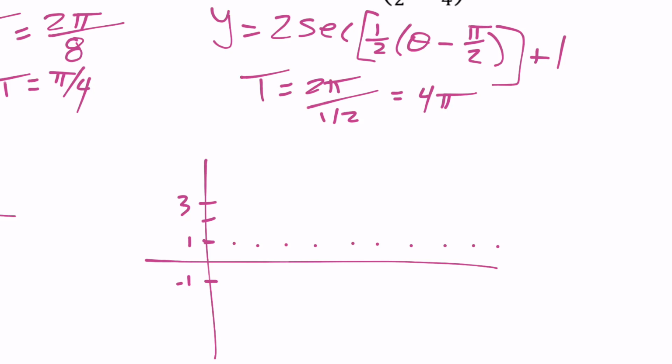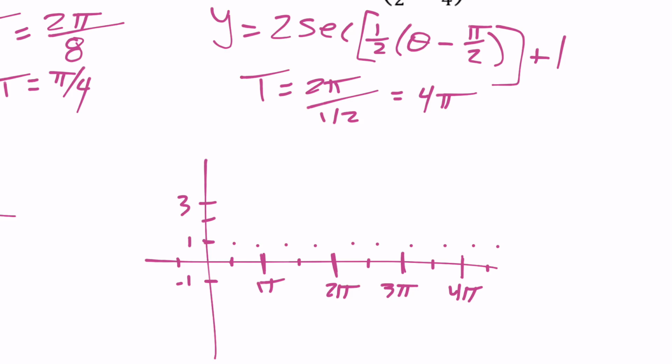Period is 4 pi, so I'm going to go big tick, big tick, big tick, big tick, 4 pi, 2 pi, pi, 3 pi, and I have a phase shift of pi over 2, so I need small tick, small tick, small tick, small tick, small tick, small tick.